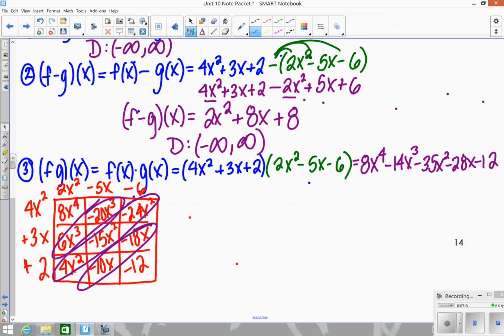So there's our function, and again, the domain of this function, we multiplied a polynomial times a polynomial. We ended with a polynomial, so no restrictions, so negative infinity to positive infinity.